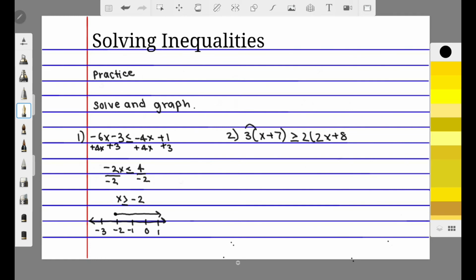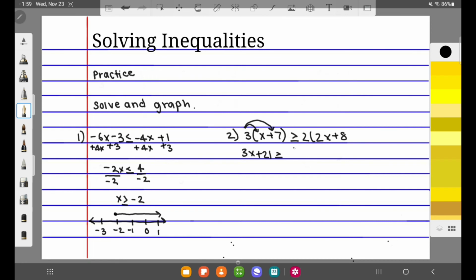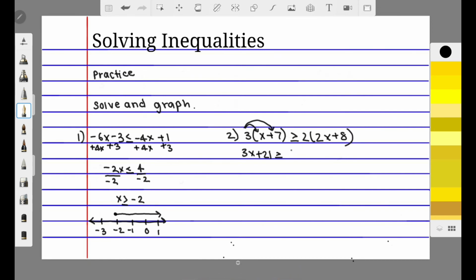Let's use the distributive property. 3x plus 21 is greater than or equal to 4x plus 2 times 8, 16. All right, let's get rid of the 16 on either side. Let's get rid of the 3x on either side. So we just have 21 minus 16, which would be 5, is greater than or equal to x.